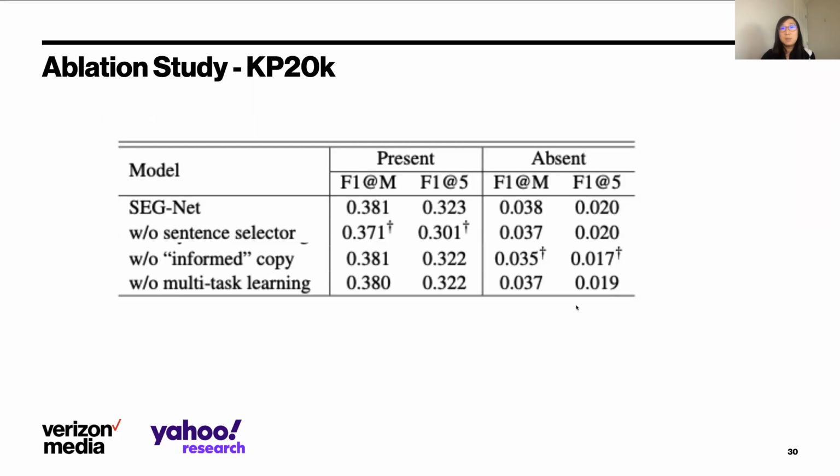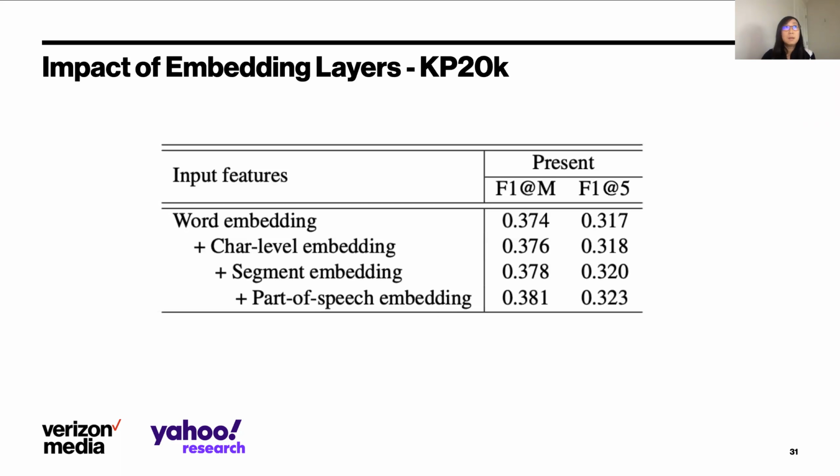But when we tested it with our web data set, we do see 1% or more improvement using multitask learning. So we still believe it's a useful technique, but just with this public scientific data, we are not seeing it. And also we evaluate the impact of these different embedding components.